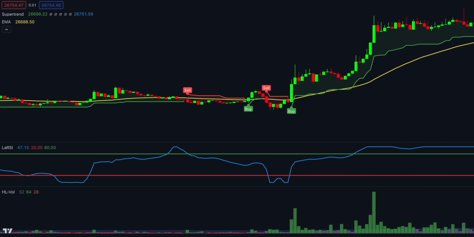However, a strategy like this wouldn't be complete without a volume indicator and a moving average. We added 50 EMA as a trend filter to eliminate fake signals issued by Supertrend.